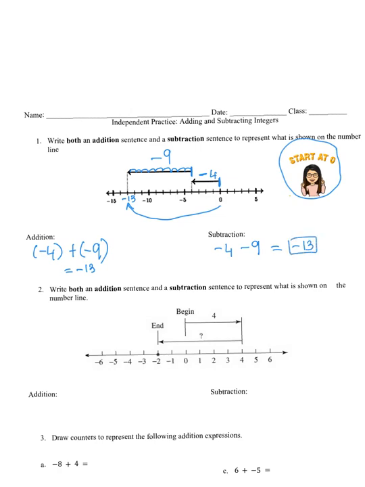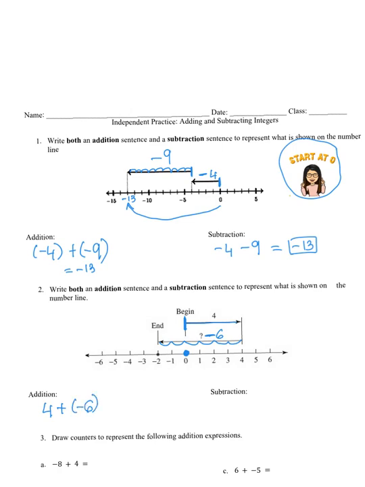Number 2, write both an addition sentence and a subtraction sentence to represent what is shown on the number line. Again, we always start at 0. So this is the arrow that we're going to look at. It goes to the right, so it is positive. And then it goes to the left, so the number right here will be negative. Let's see how many units this goes to the left. 1, 2, 3, 4, 5, 6, -6. So we will have 4 add -6.